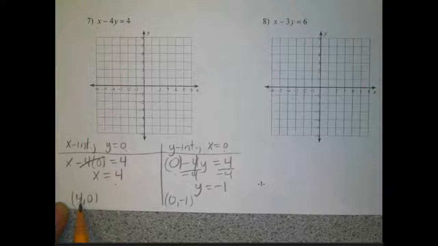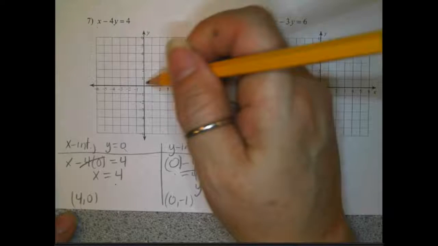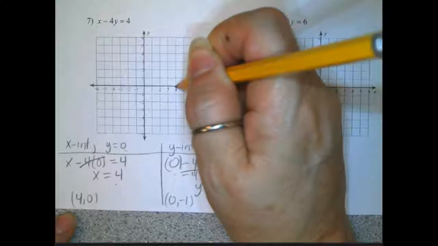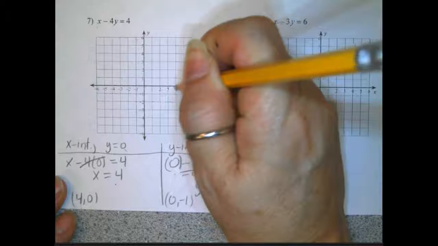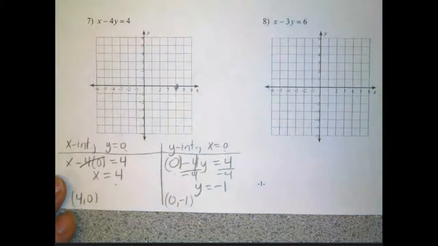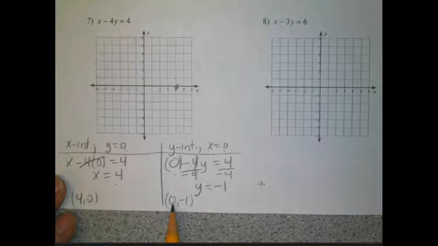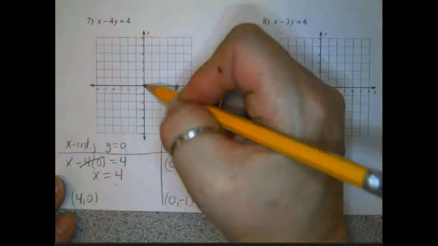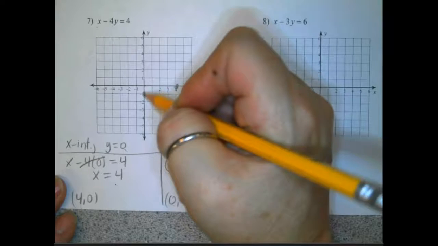I'm going to graph this one first. X is 4, so for my point of origin, I'm going to find x is 4, y is 0, so I stay right on that line and put my point there. My second one tells me x is 0 and y is negative 1, so for my point of origin, I'm not moving left or right, but I'm going down to negative 1.